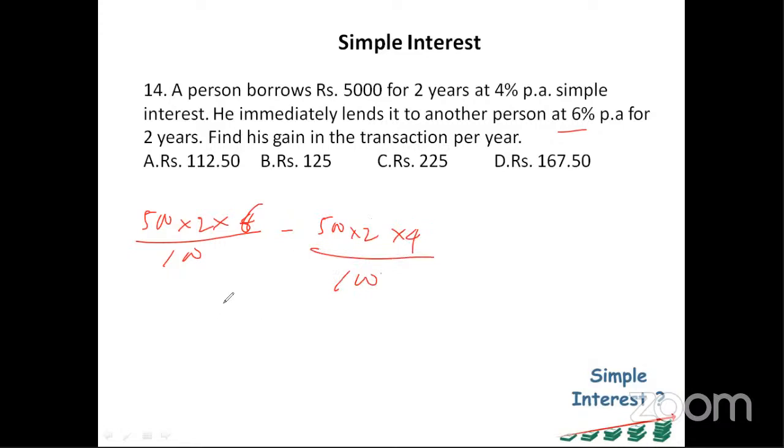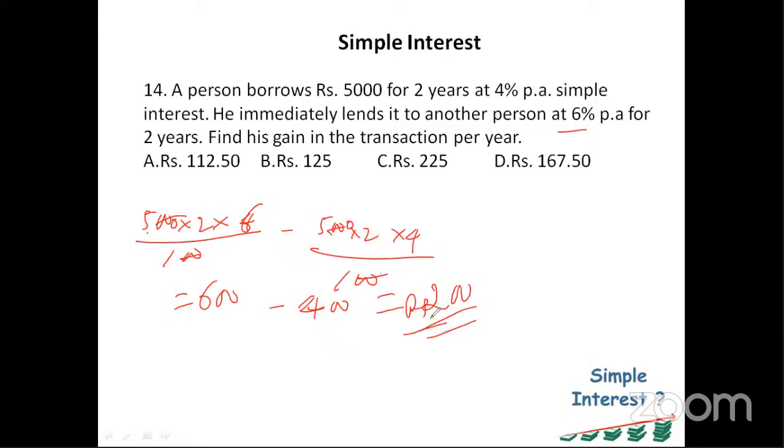If you solve this, 100 gets cancelled. 5 2s are 10, 10 into 6, 60, into 5,000, sorry. So this will be 600. Minus, here again 100 gets cancelled. We have a 0. 2 4s are 8, 8 4s are 40. Then this is 400. So the gain is 200 rupees.